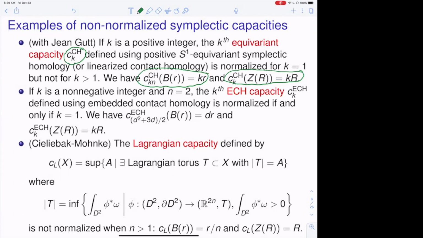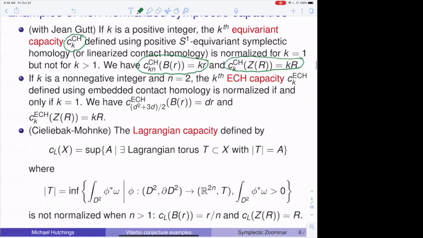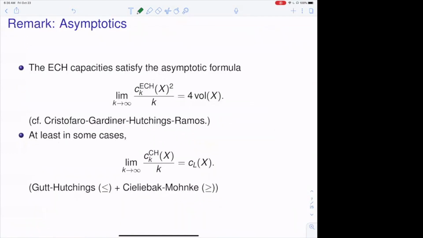So this is not a normalized capacity, but Cieliebak and Mohnke computed it for a ball. They find the capacity of a ball of size r is r over n, and the capacity of the cylinder of size r is equal to r. And there are many other examples of symplectic capacities, so I'm just telling you a few. This is a digression from what I'm supposed to be talking about, but I think it's cool.